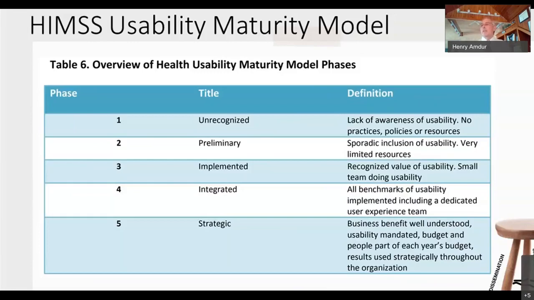The next stage is preliminary, where there's sporadic inclusion of usability, extremely limited resources expended. Implemented is where you recognize the value of usability. There are small teams doing usability work. Integrated, all benchmarks of usability are implemented, and strategic, business benefit is well understood, usability is mandated, money and people are part of each year's budget, the results are used strategically throughout the system, and at this level, all the silos are gone and all the legs of the stool are interconnected.